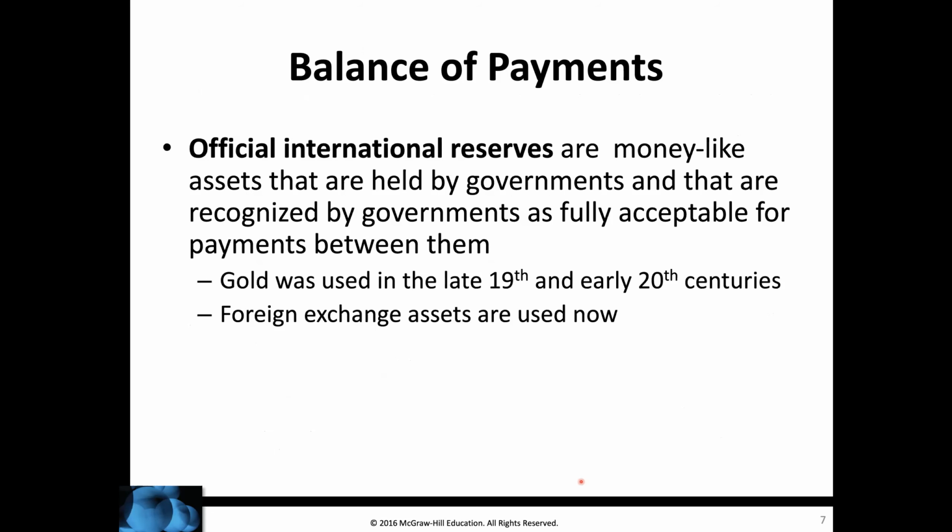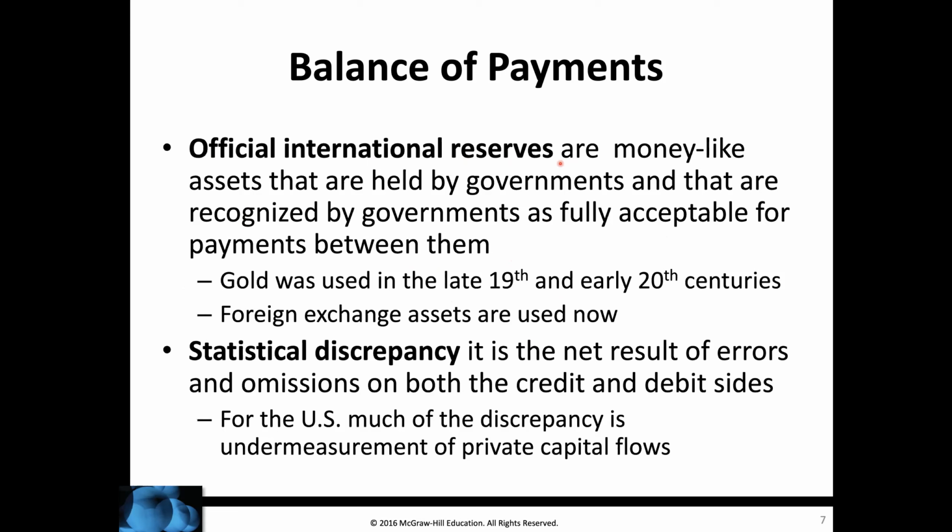So what about our BOP, our balance of payments? One of the terms that we need to be familiar with is the official international reserves. And these are money-like assets that are held by governments and that are recognized by governments as fully acceptable for payments between governments. So gold was used in the late 19th and early 20th century. Foreign exchange assets are used now. So we're talking about exchange of currency. So the official international reserve is money held by governments.